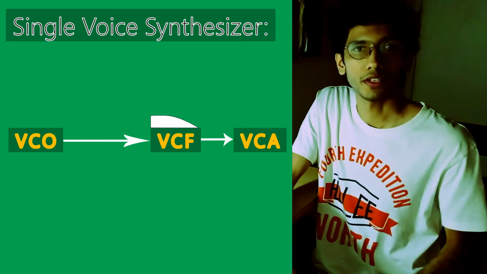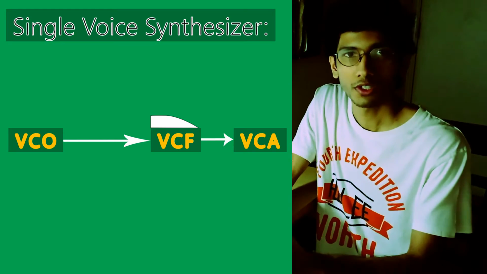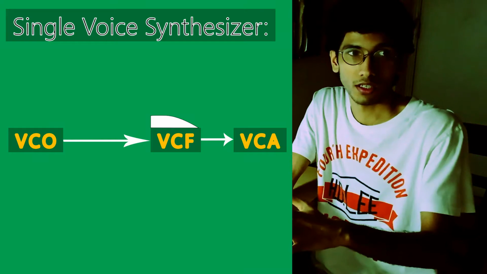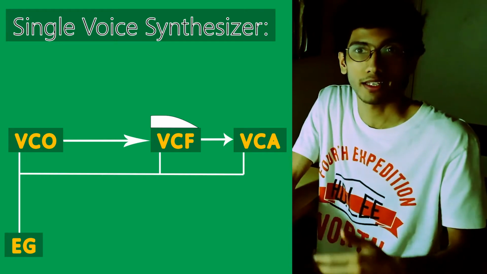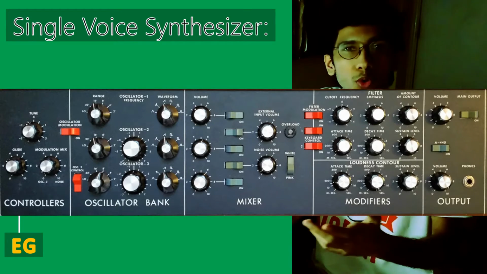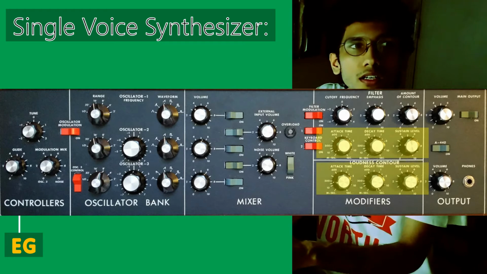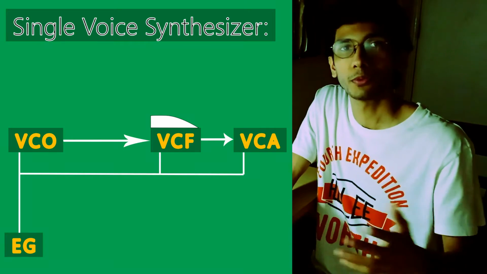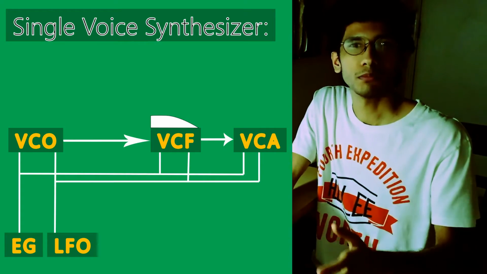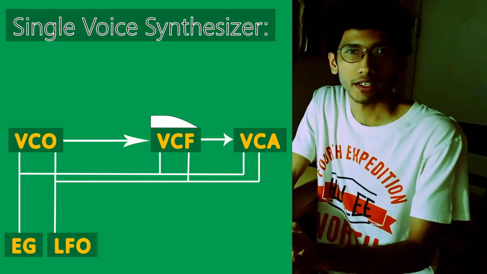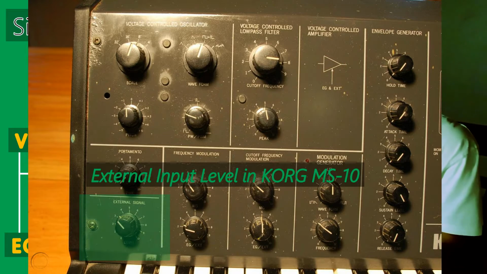Now, apart from this, there's going to be two modulation sources, one of which is going to be an ADS envelope generator like they used to have in Mini Moog Model D, and the second is going to be a low frequency oscillator.